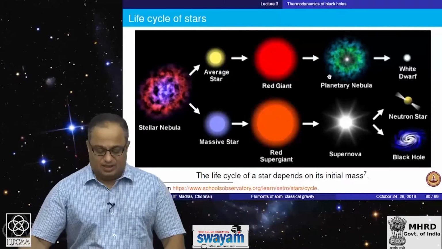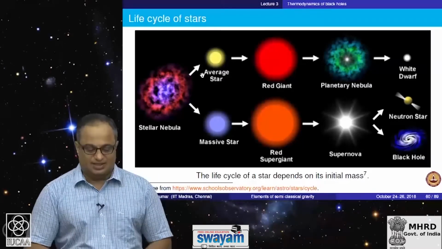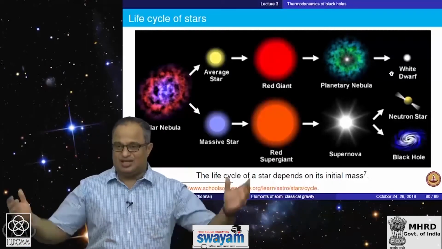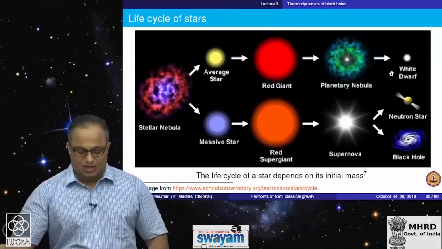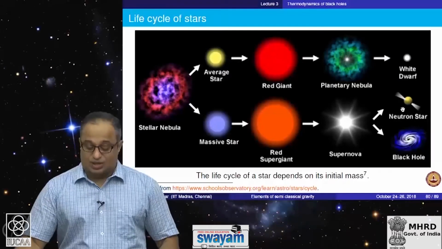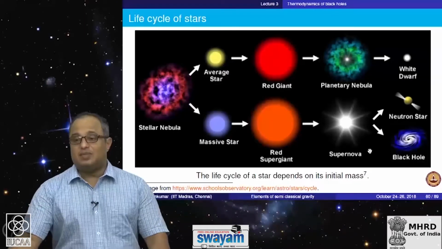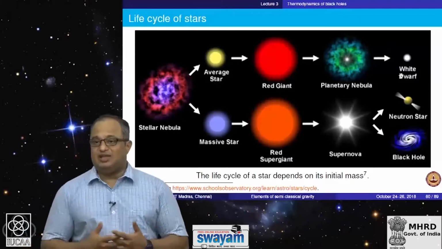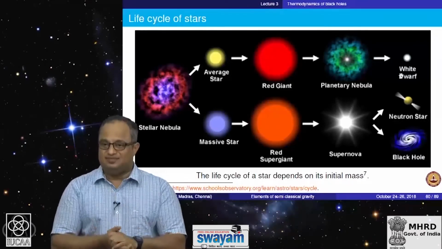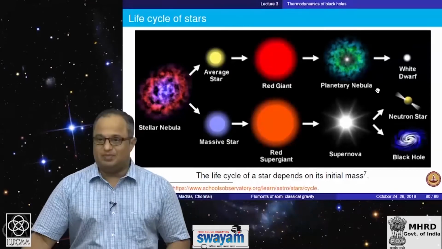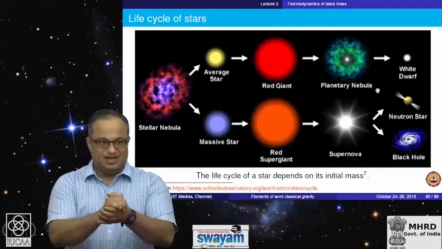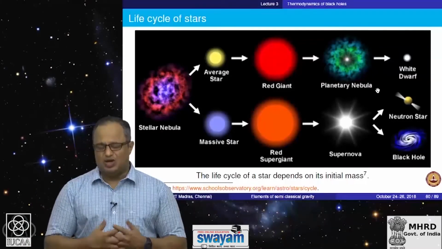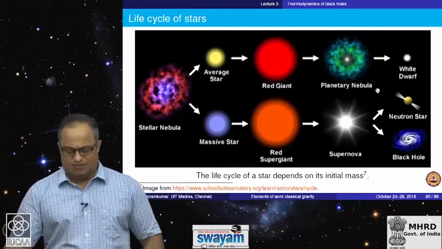Now we discussed how an average star such as the sun goes on to become a white dwarf. If the mass of the initial gas cloud is extremely large, it can end up as a neutron star or as a black hole. In the case of white dwarfs, you have essentially the electron degeneracy pressure that supports against gravity. In neutron stars, it is the neutron degeneracy pressure that stops gravity from collapsing it completely. But if the initial mass of the star is very high, even this neutron degeneracy pressure is inadequate, and you end up forming a black hole.